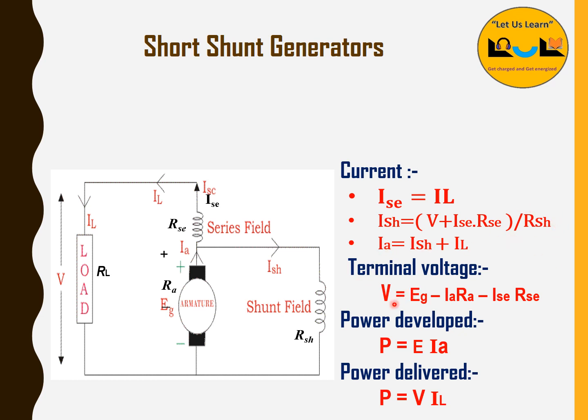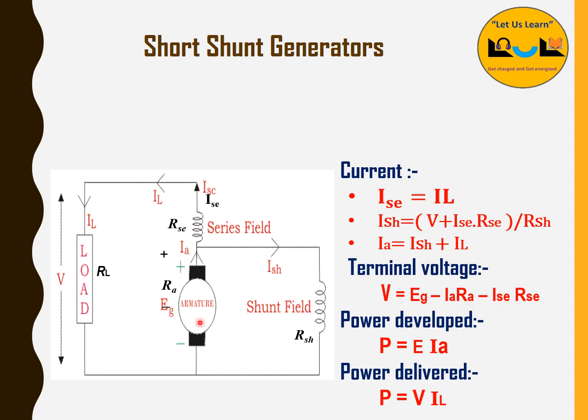And then terminal voltage V is equal to Eg, that is the EMF, minus the voltage across the armature, that is IaRa, the voltage across the armature resistance, minus the voltage across the series field winding, that is ISE into RSE. This is V equal to I into R. So VSE is the voltage across the series field winding, equal to ISE into RSE. So the terminal voltage V is equal to Eg minus IaRa minus ISE RSE.